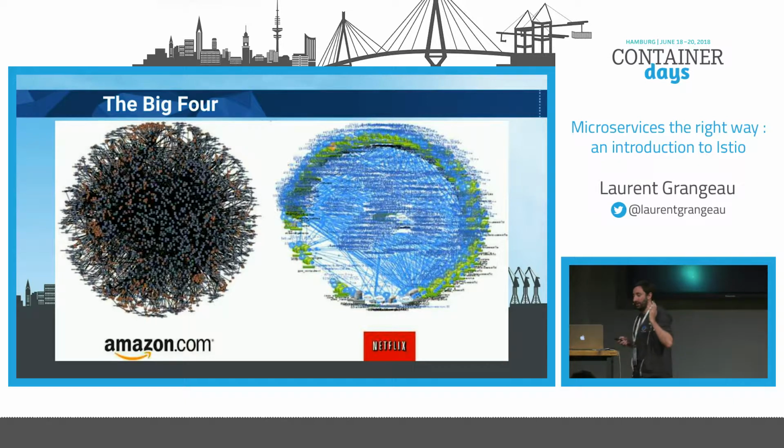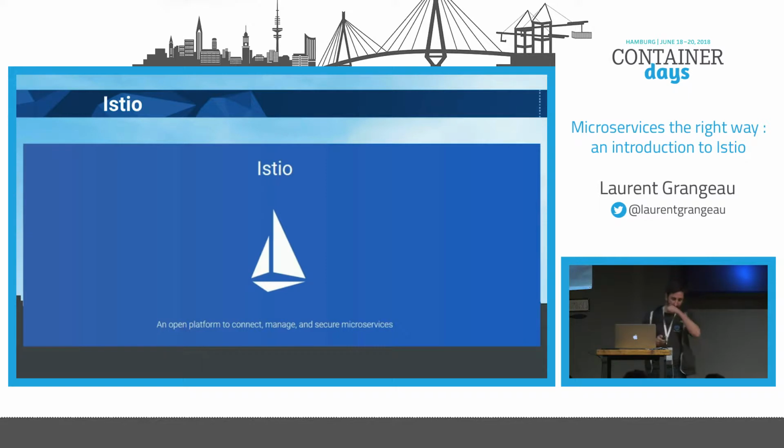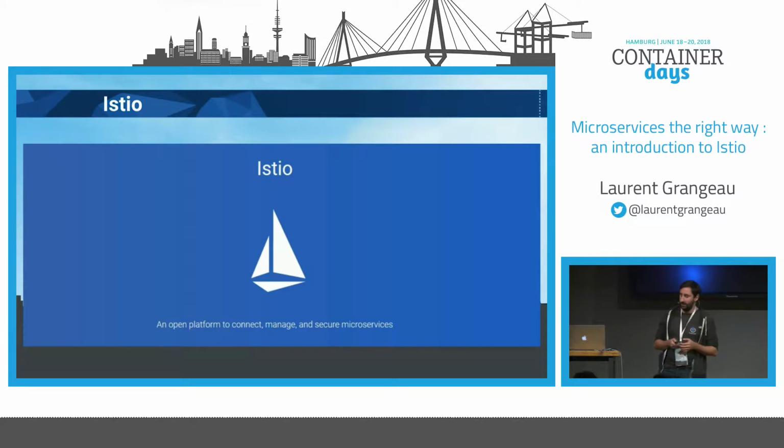You can't reroute every service by yourself. You have to automate it, by CI/CD or by code. And this is where Istio comes in, because Istio is an open platform to manage and connect microservices, made by Google, IBM, and Lyft. And yes, IBM is doing some open source.